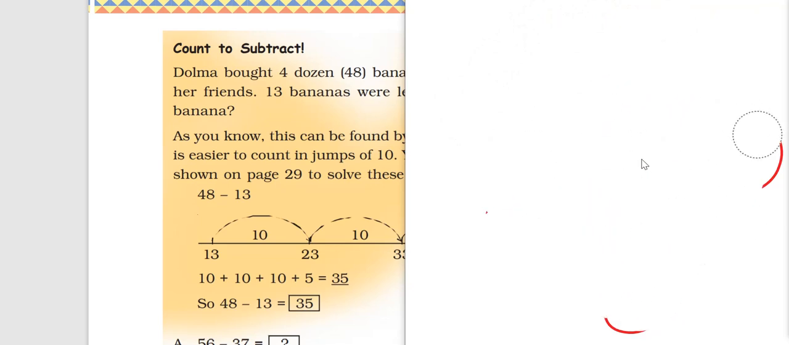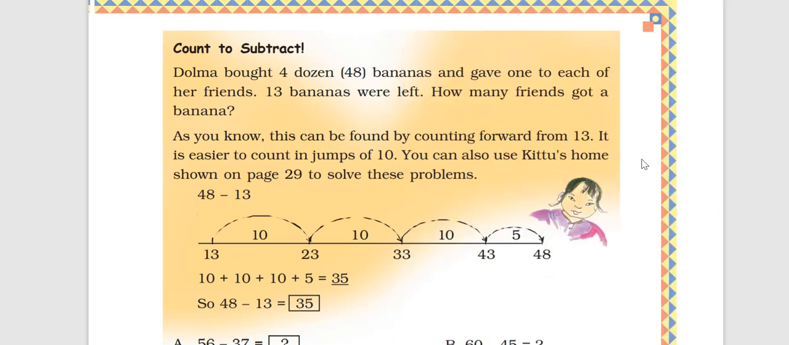So in this problem, they were just referring to the fact that there was a Kitu's home and we navigated to get to the answer. Now, in this chapter, they're trying to count in jumps of 10. So this is basically what they're showing down here, a number line, right? You're starting at 13, you go all the way up to 48. And how do you go from 13 to 48?